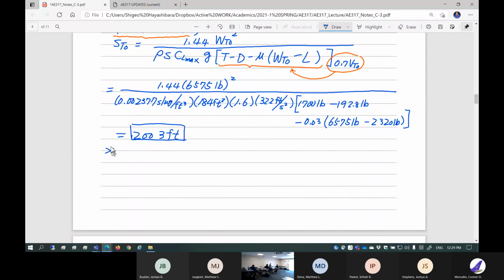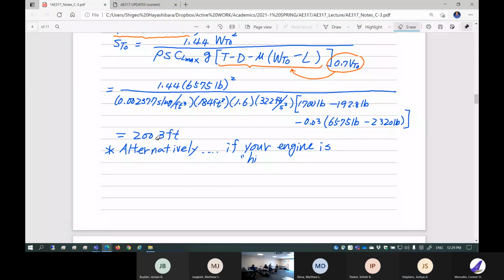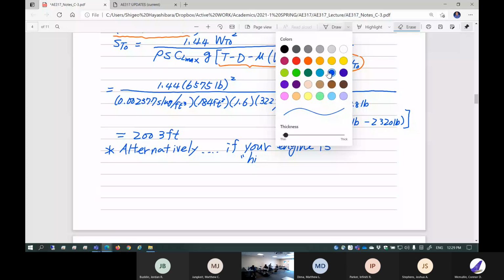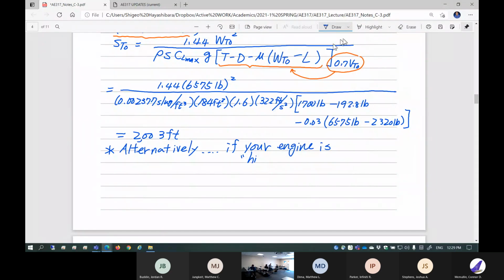Now, important thing, alternatively, suppose your power plant is so strong. Wait, hold on. Is that 200.3 feet or 2,003? 2,003, sorry. Okay, let me just write it down once again. It's very bad handwriting.